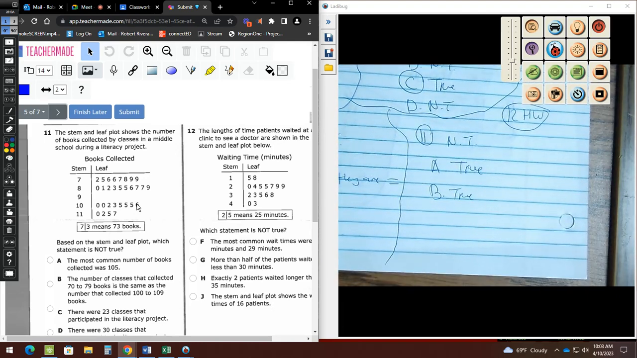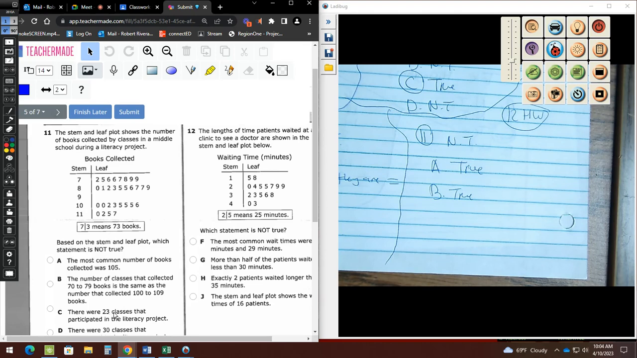Letter C, there were 23 classes that participated in the literacy project. How do you know how many classes there are? Add them all. So let's go check. 1, 2, 3, 4, 5, 6, 7, 8. Now, let's be smart. Look, if this is 8, what is this also? 8. And what's 8 and 8? 16. And what is this again? 8. 8 plus 16, 24. Now I'm going to go get the rest. 25, 26, 27, 28, 29, 30.